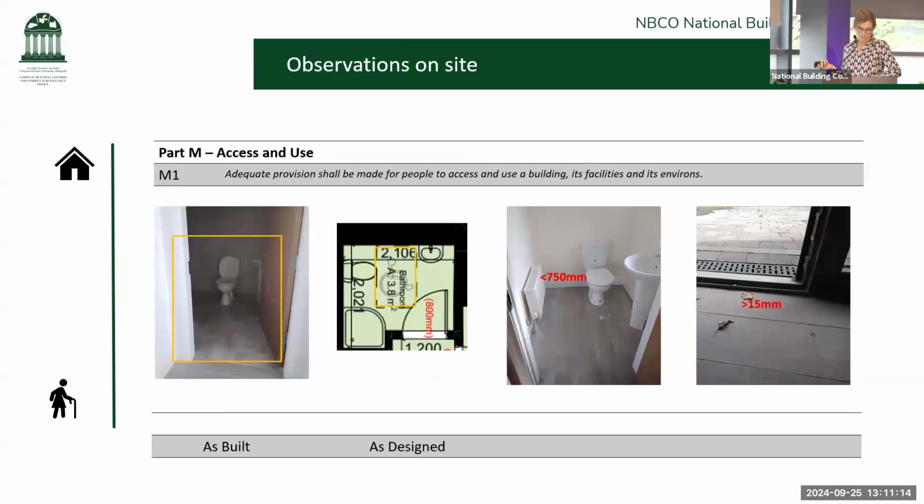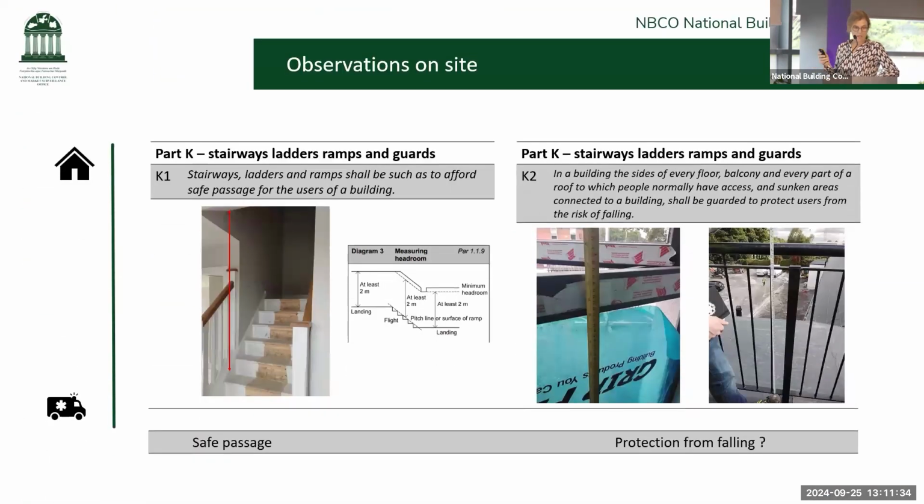Part M, observations at advanced stages of construction here include thresholds exceeding 15 mil, even when the finishes have been installed, or WCs either not in accordance with the DACs, or obstructions have been put into minimum sized rooms which impact on access. Part K, observations that we've had typically relate to dimensions being other than in accordance with the guidance, or guarding which has been designed incorporating climbable features.